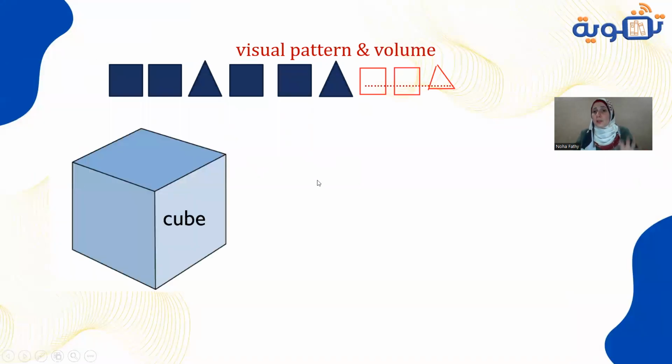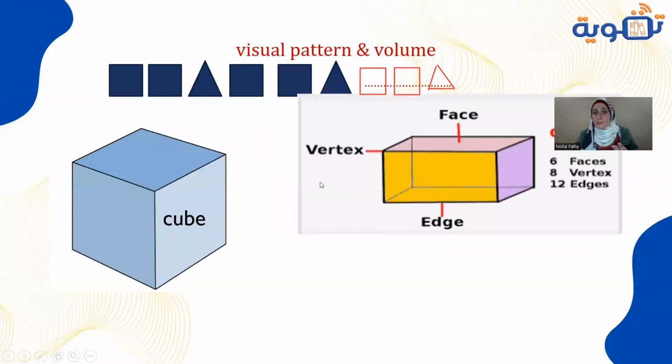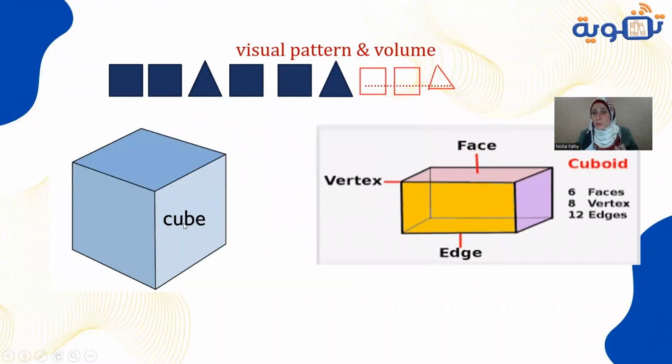We will study two solids only, the cube and the cuboid. They both have 6 faces, 8 vertices, and 12 edges. This line is called an edge, this is called a face, and the corner here is called a vertex. It means this vertex and this vertex. And this line is called an edge, and this is a face of the cuboid and the cube.